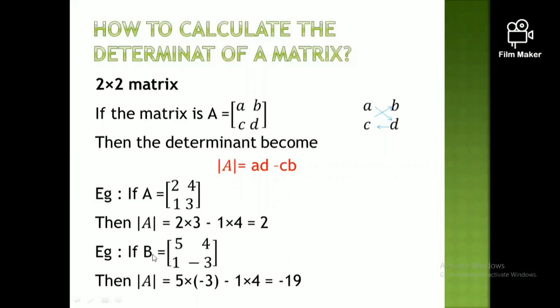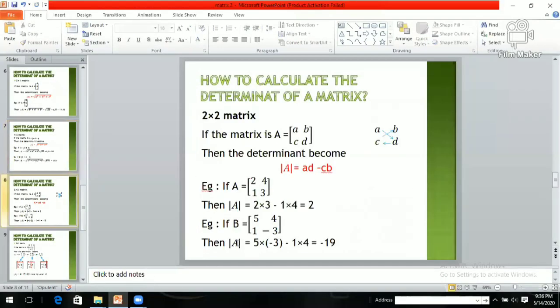If you come up with the second example, that is 5, 4, 1, minus 3, multiply across. 5 into minus 3 minus 1 into 4. Again, if you repeat it, 5 into minus 3 minus 1 into 4. Anyway, you have a minus over here when you do this determinant, right? 5 into minus 3 is minus 15, minus 1 into 4 is 4, minus 15 minus 4 turns up to minus 19. Therefore, the modulus of matrix B, this is not matrix A, should be matrix B.